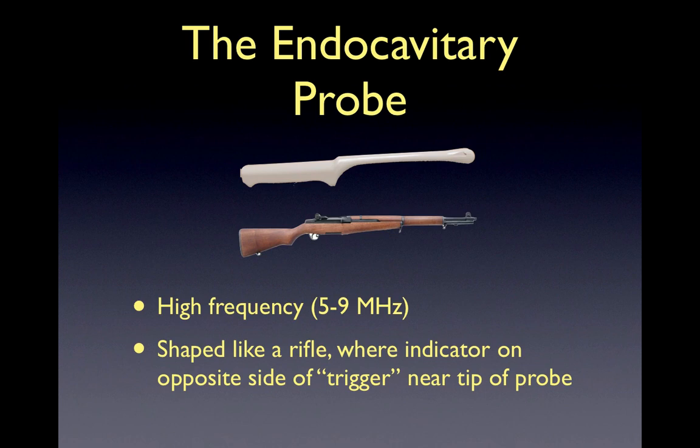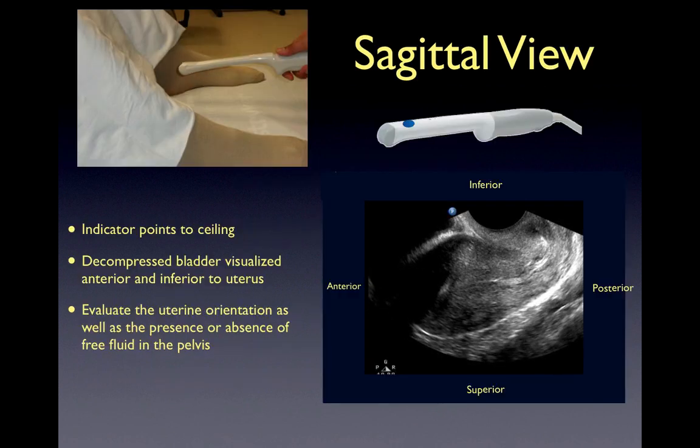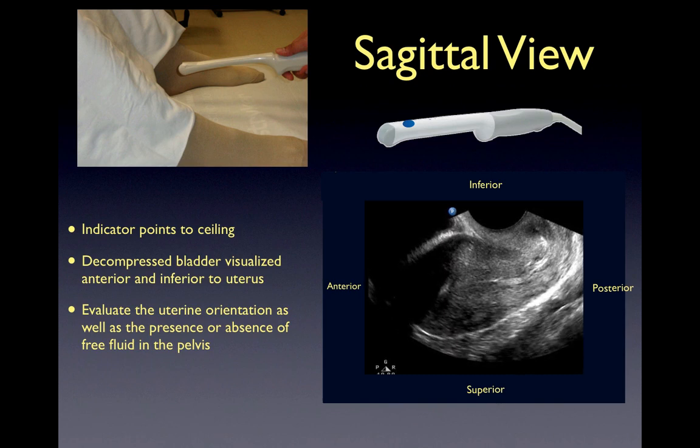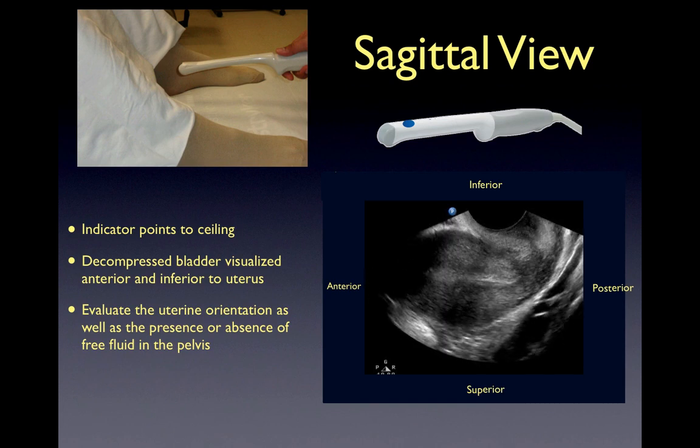The endocavitary probe is shaped somewhat like a rifle. The indicator is on the top, opposite the trigger, towards the tip. Some patients prefer to insert the probes themselves at the start of your exam. When inserting the probe, the indicator should face up towards the ceiling. This will give you a sagittal view of the pelvis.